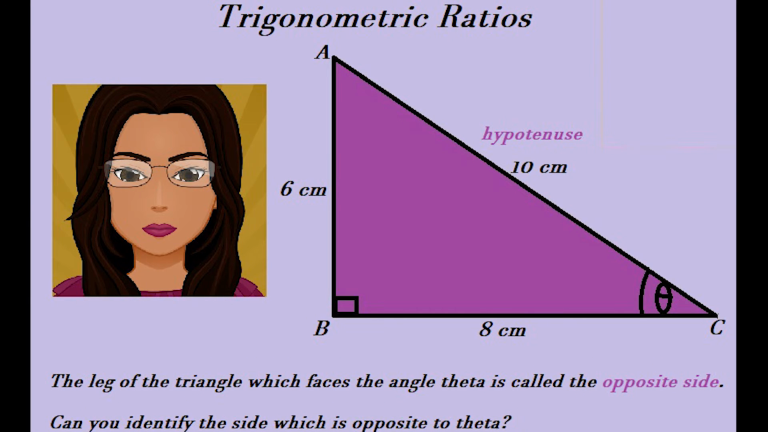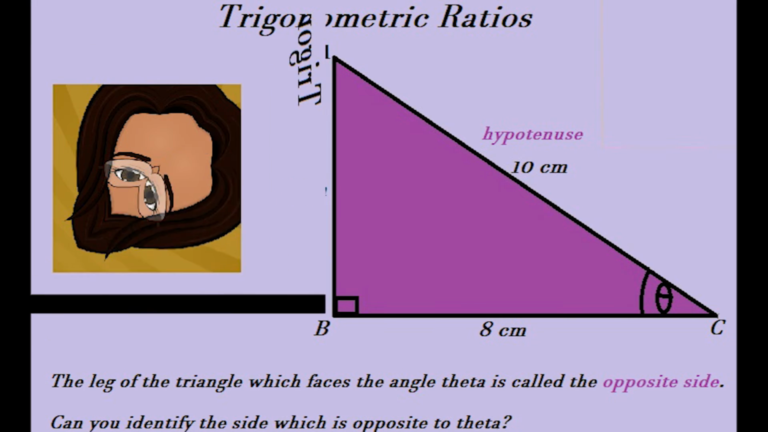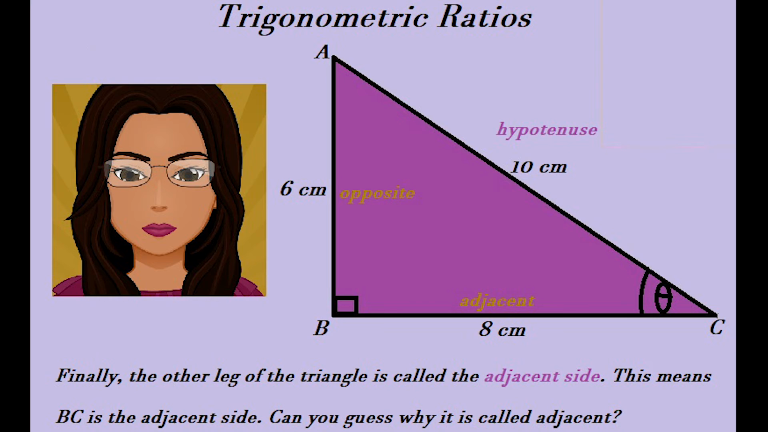Now, when we look at our triangle from the perspective of angle theta, we can tell there's a side of the triangle directly opposite to us. This side, the length AB in this particular question, is what we refer to as the opposite side. Now there's one other leg, and this leg is called the adjacent side. Can you guess why we call it the adjacent side? In this example, BC is the adjacent side because it is next to the angle theta.